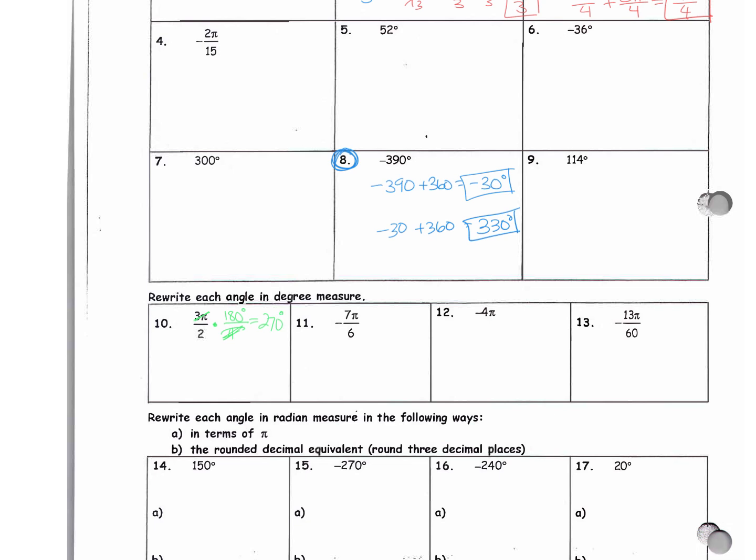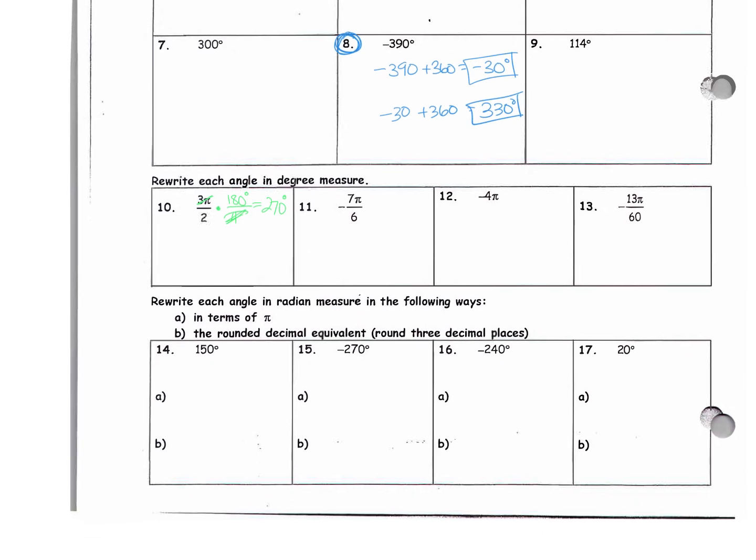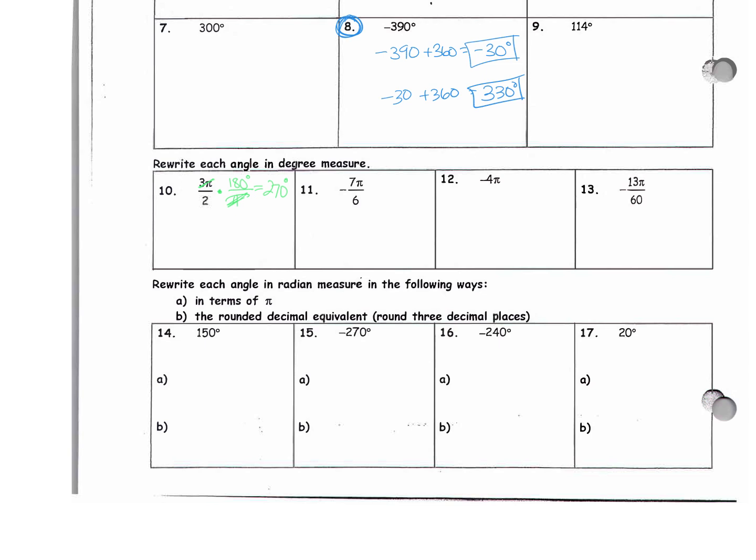So let's take a look at the next section. The first part, they want me to put it in terms of pi. So now I'm going to take my degrees, and this time I'm canceling my degrees. So my degrees is going to be in the denominator. My radians are going to be in the numerator, and I'm going to get 150 pi over 180, and I can use my calculator to simplify that, or if I simplify by 3, I get 5 and 6. Looks like it should be 5 pi over 6 radians.